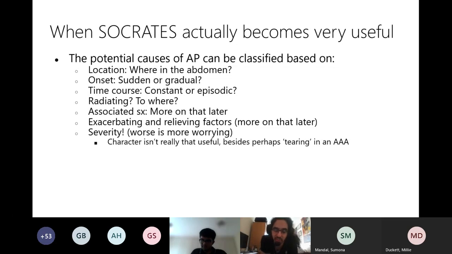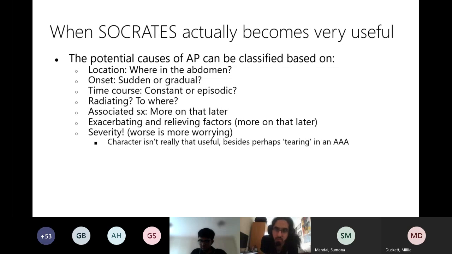It's very easy to get tunnel visioned. It happens a lot of the time where you go, abdominal pain, this is a gastro cause, or this is something to do with the digestive system or things lying in the abdominal cavity.